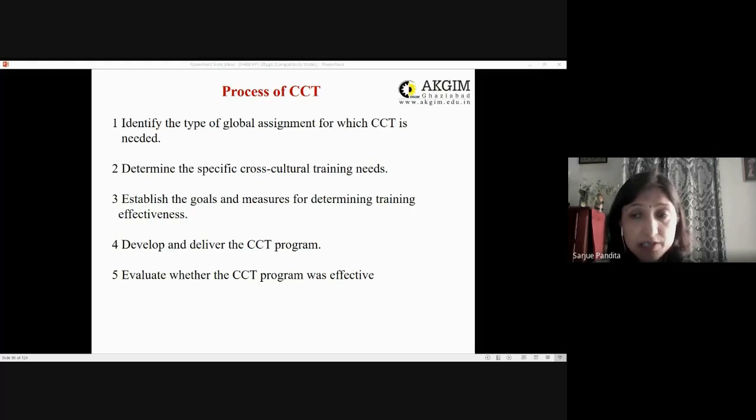And three types of strategies you will have to keep in mind. First is host strategy, that means the country where you are going. Second, the subsidiary, which is supporting that, and the overall global strategy that the organization is following.